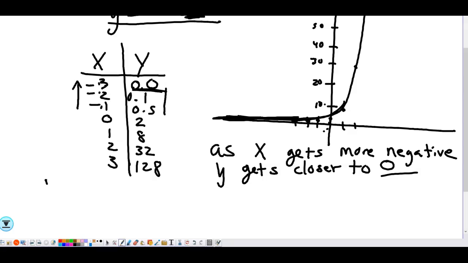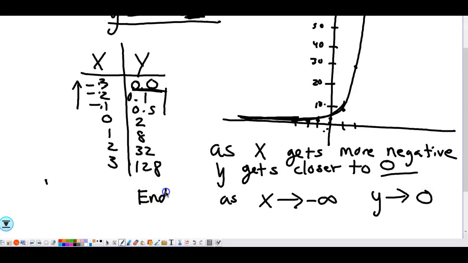All right? So here's how we write this in math. Write this with me. As x gets more and more negative, that's what that means: x is approaching negative infinity. It's going to the left. It's going more negative. What is y approaching? 0. There you go. This is what we call the end behavior.